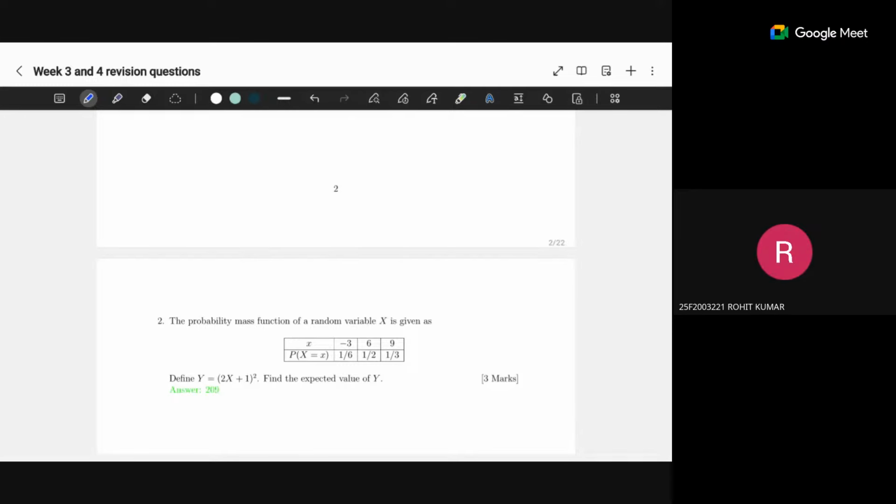My answer should be 269.4. Answer is 209. 209, yes. How many of you are getting 209? How many of you have solved? I'm getting 209. 209, everyone? Okay, let them solve.